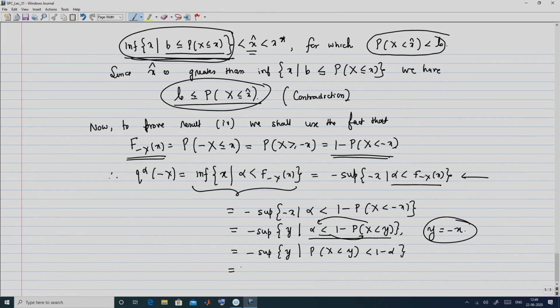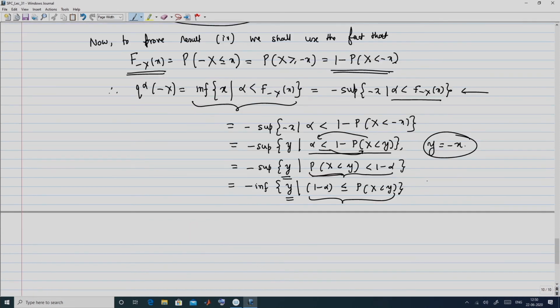So, this can now be rewritten as minus infimum of y such that 1 minus alpha is less than or equal to probability of X strictly less than y. So, the supremum of those y's which satisfy this condition is simply going to be the infimum of y which satisfies the complement of that condition. The reason you can do this is that the function y to probability of X less than y is non-decreasing. And this can now be written as minus infimum of y such that 1 minus alpha is less than or equal to P of X strictly less than y.